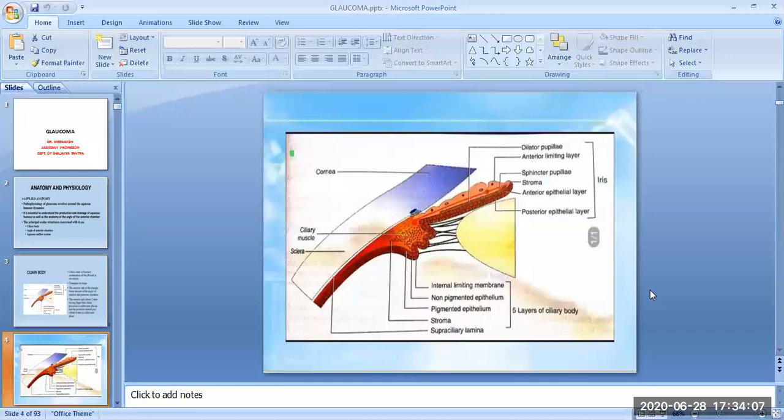Here you can see in this image, this is the ciliary body. It is the pars plicata part, and this is the pars plana part. There are 5 layers of the ciliary body: the supraciliary lamina, the outermost, then stroma, then pigmented epithelium, then non-pigmented epithelium, and the innermost is the internal limiting membrane. These are all the layers of the ciliary body.